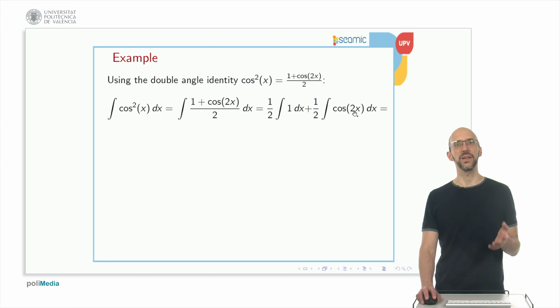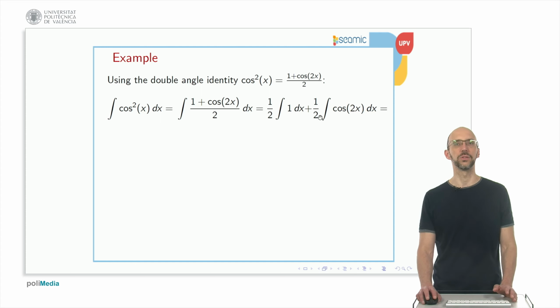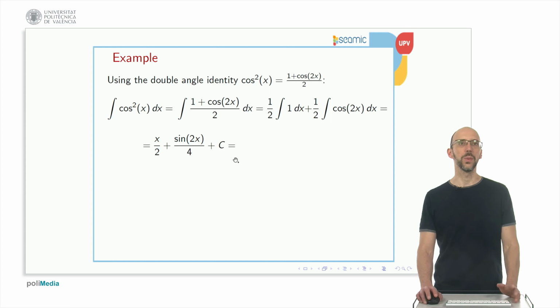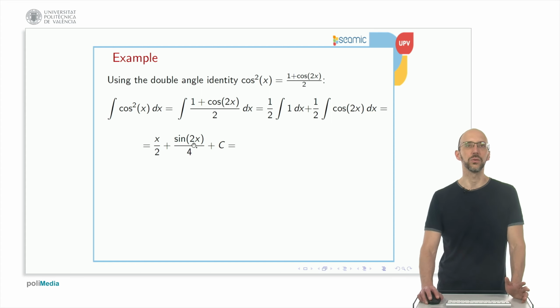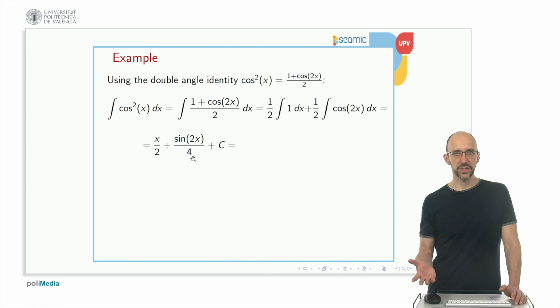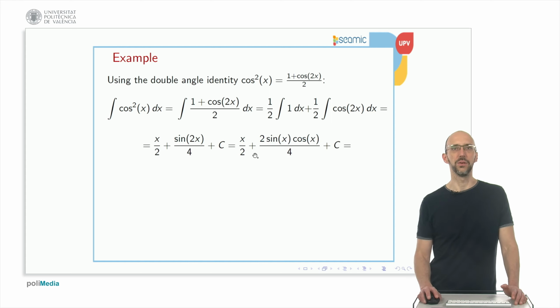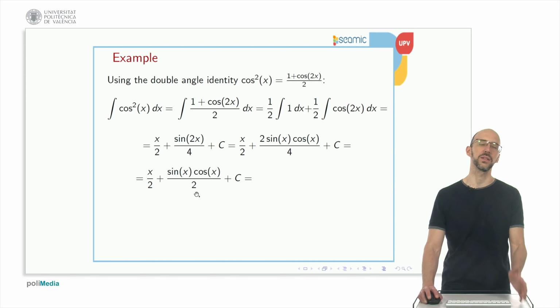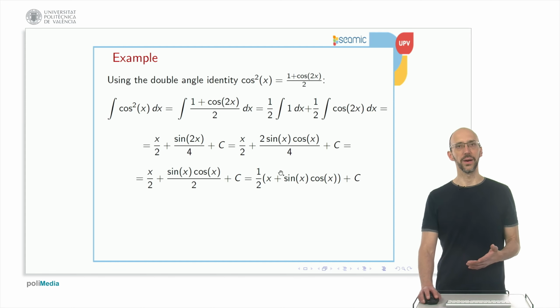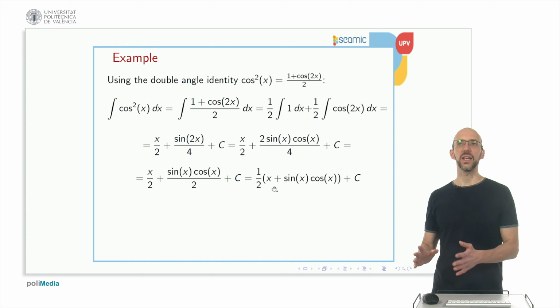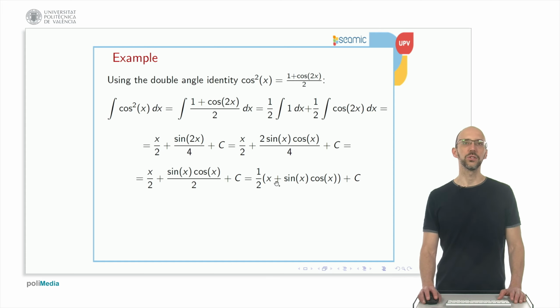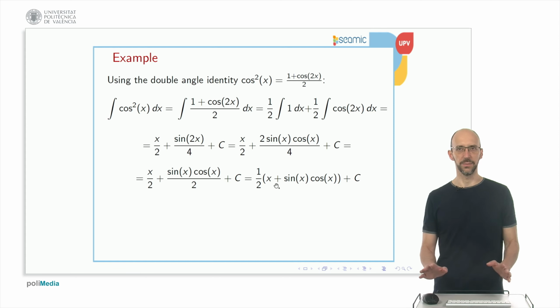The same process. The derivative of 2x is not there, so I'm going to put 2 here and 1/2 outside, which becomes 1 over 4. So the solution is x divided by 2 plus sine of 2x divided by 4. As in the previous example, sine of 2x is 2 times sine of x cosine of x. Perfect. So we write it, we simplify the 2 with the 4, and we get x divided by 2 plus sine of x cosine of x divided by 2. I just factor 1/2, and it's exactly the same result as before, but with a positive sign in the middle. It's exactly the same.